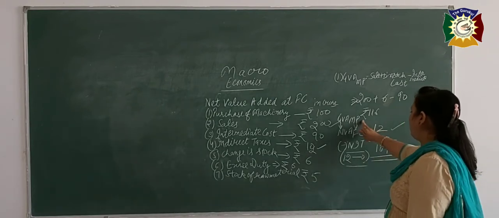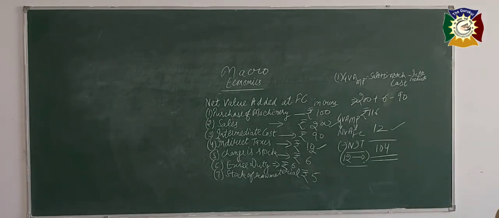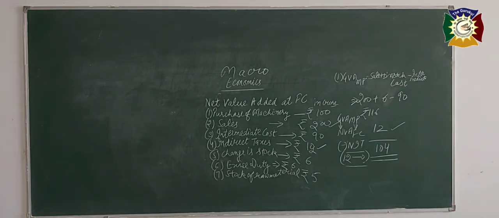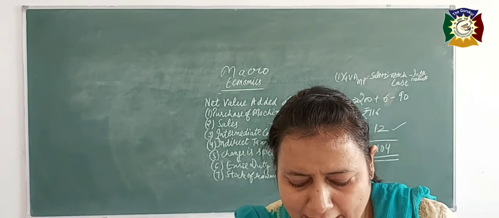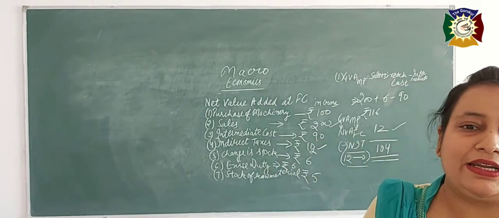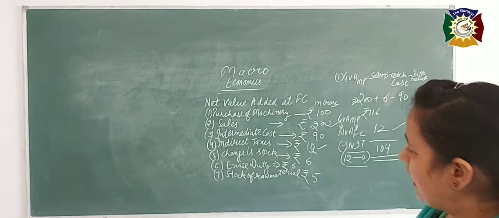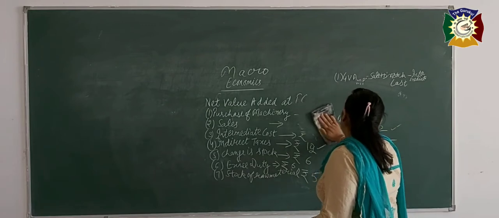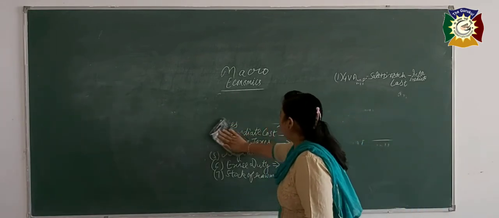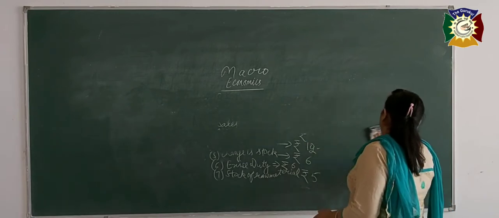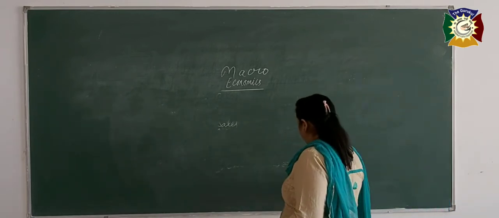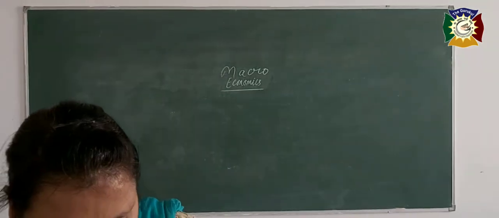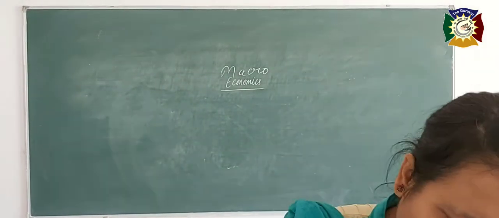Then MP2FC, where you will come? When we come from MP to FC, what shall we do? Minus net indirect taxes, and that net indirect taxes will be deducted. Then you will find the value of NVAFC. Now I am telling you the next method, that is income method. Income method, we are going to start.